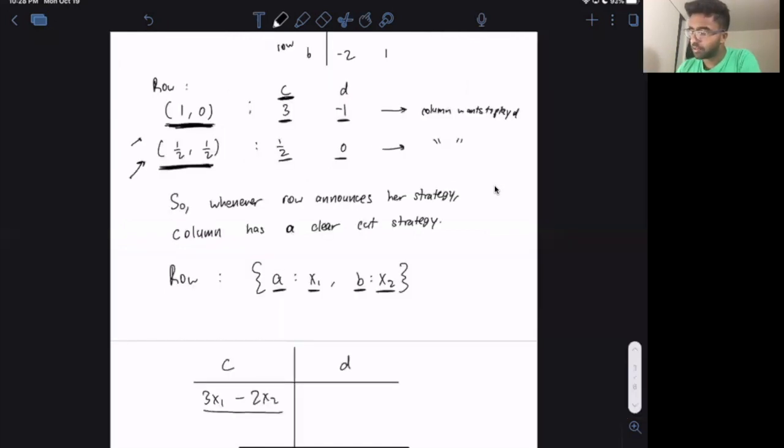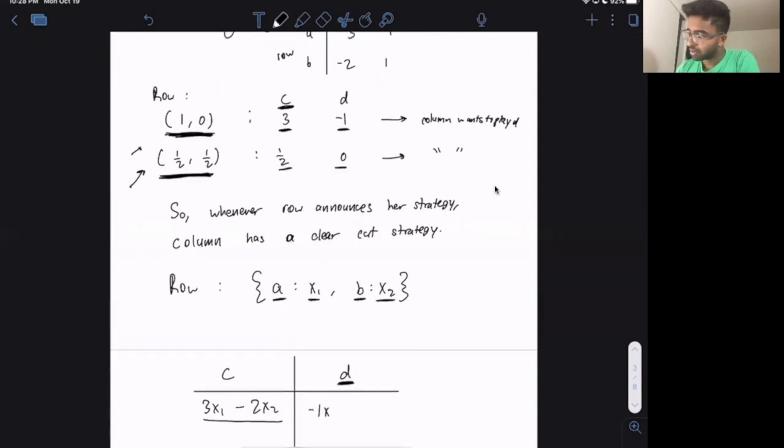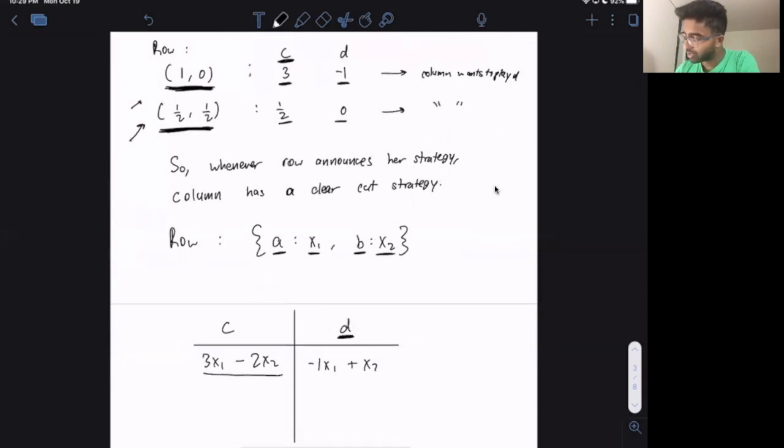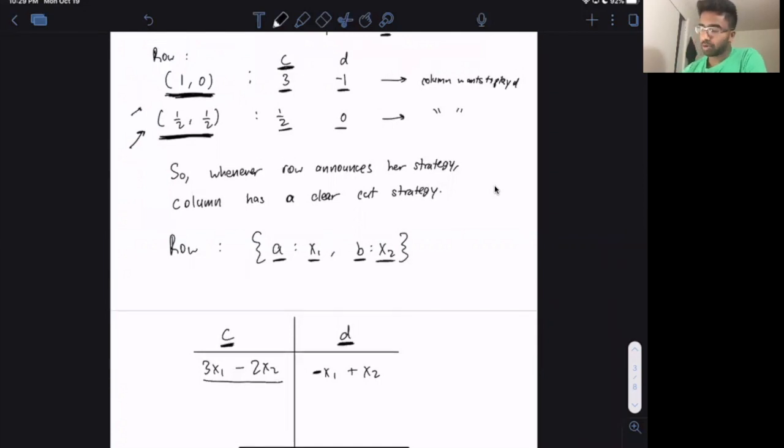If column plays D, what's the expected earnings or expected payoff? It's going to be -1 times x1, plus 1 times x2. It's just going to be -x1 plus x2, right? Again, just to be extra clear, the left side of this table is representing if column plays option C. And the right side of this table is if column plays option D.